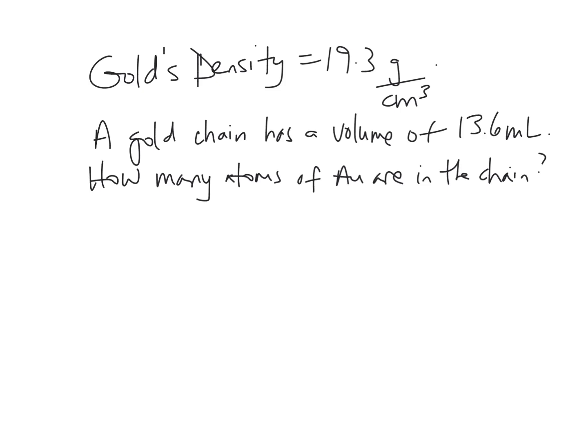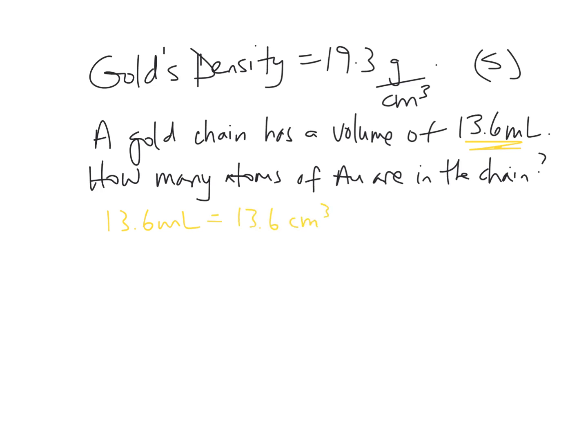Bling bling, this one's about a gold chain. Gold's density is 19.3 grams per cubic centimeter, so this is more the standard we would use for a solid. A gold chain has a volume of 13.6 milliliters. How many atoms of gold are in the necklace? It's a little bit cheeky, but I've given the volume in milliliters. Remember, that's the same thing: 13.6 milliliters is really just 13.6 cubic centimeters.